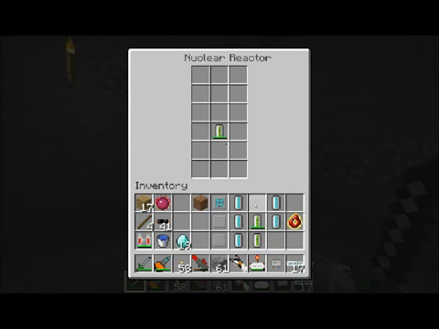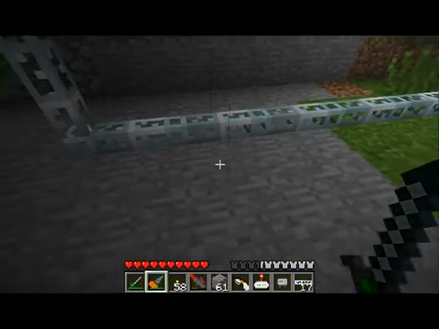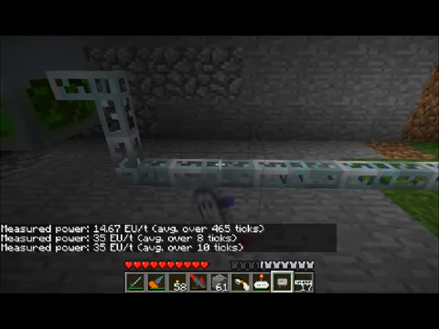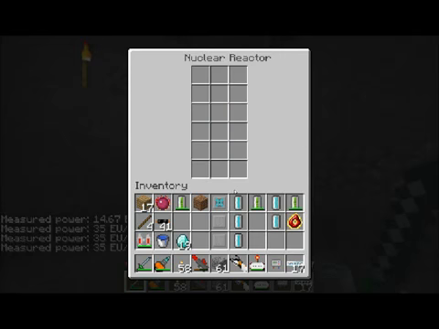If you were to place 3 next to each other, what's going to happen is this is going to produce twice as much, this is going to produce 3 times as much, and this is going to produce twice as much, for a grand total of 35 energy units per tick. Okay? Because you get 10, 15, and 10, 35.